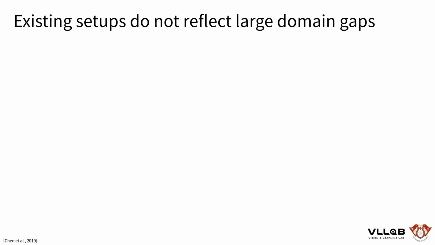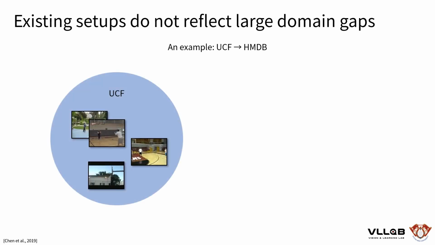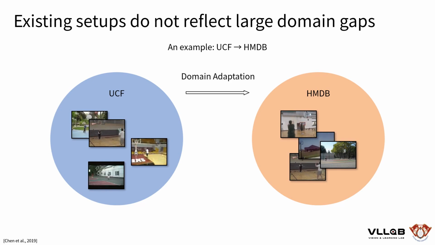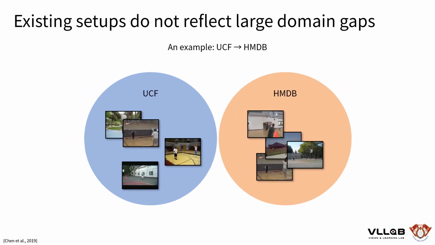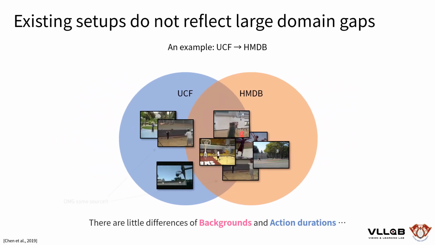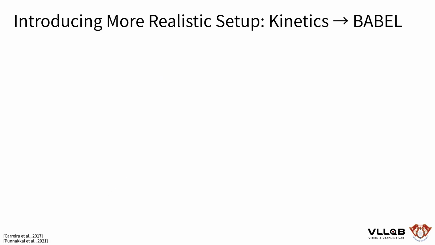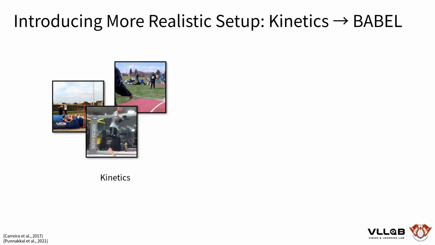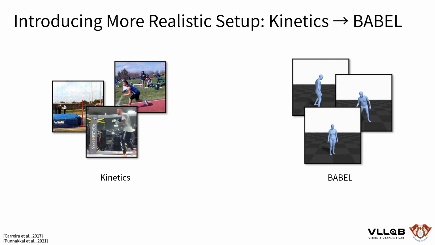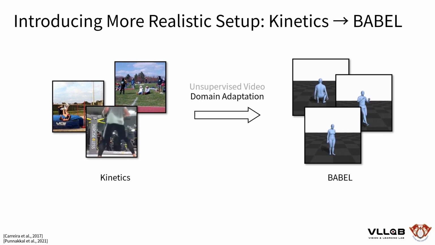As seen, existing datasets don't have large domain gaps. UCF HMDB can be an example, which consists of two different datasets, UCF dataset and HMDB. And this task asks us to do domain adaptation, but in fact, they look so similar. There are little differences of backgrounds and action durations. At this point, we're going to introduce our more realistic setup, Kinetics BABEL, which consists of Kinetics as source, BABEL as target. Then we ask to do domain adaptation.